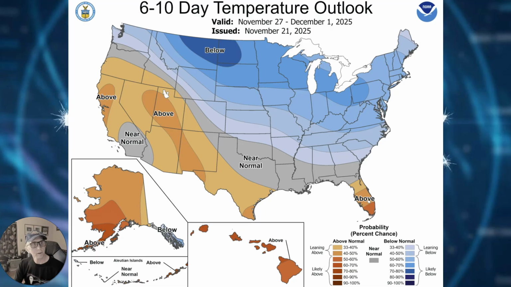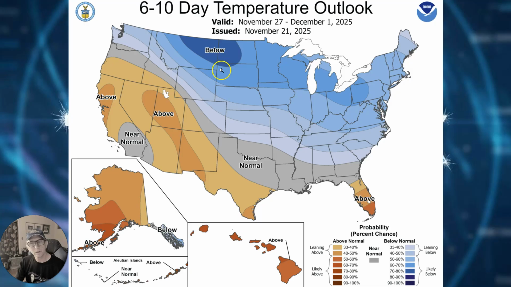So now this is the updated 6 to 10 day temperature outlook. All right. So this was issued yesterday. They issue these every day, so I like to show this every day. All right. So yeah, warmer temps up here in Alaska, which tends to, when we see that, we tend to see cooler temps in the continental U.S.